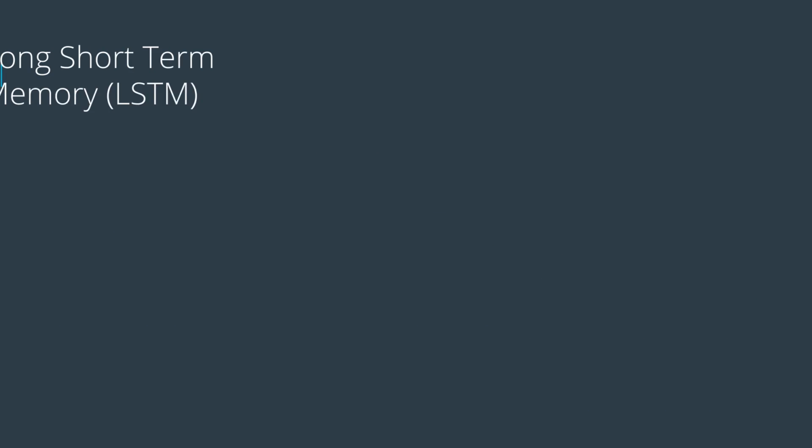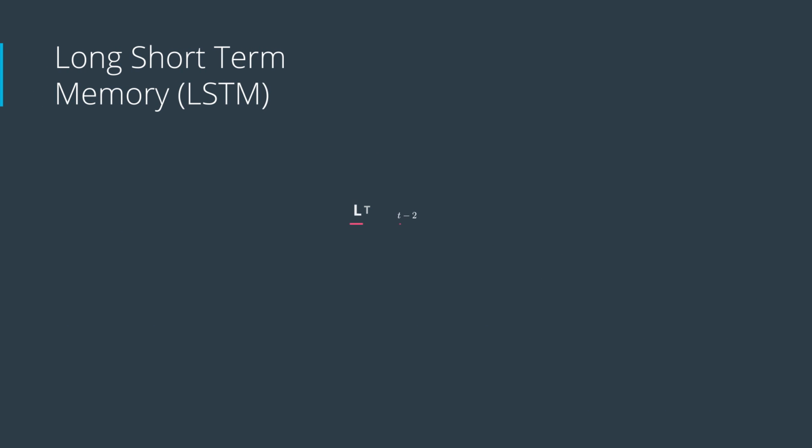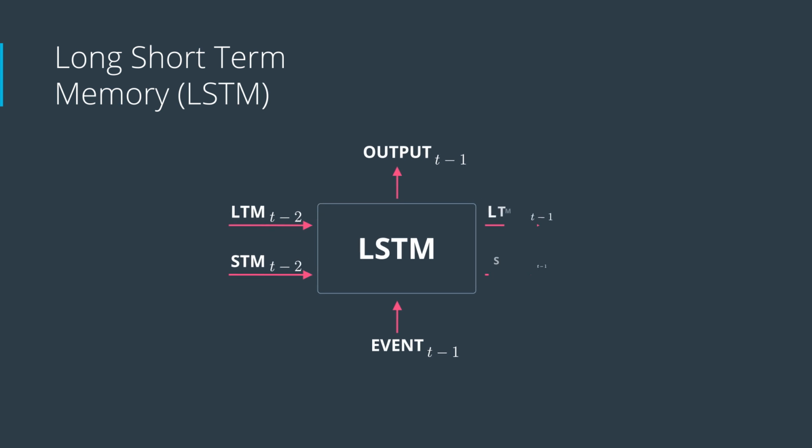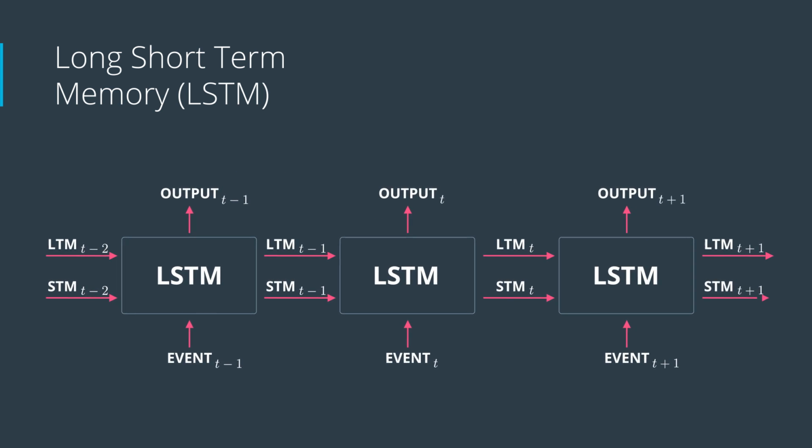And so the big unfolded picture that we have is as follows. We have the long-term memory and the short-term memory coming in, which we call LTM and STM. And then an event and an output are coming in and out of the LSTM, and then this passes to the next node, and so on and so forth. So in general, at time t, we label everything with an underscore t. As we can see, information passes from time t minus 1 to time t.